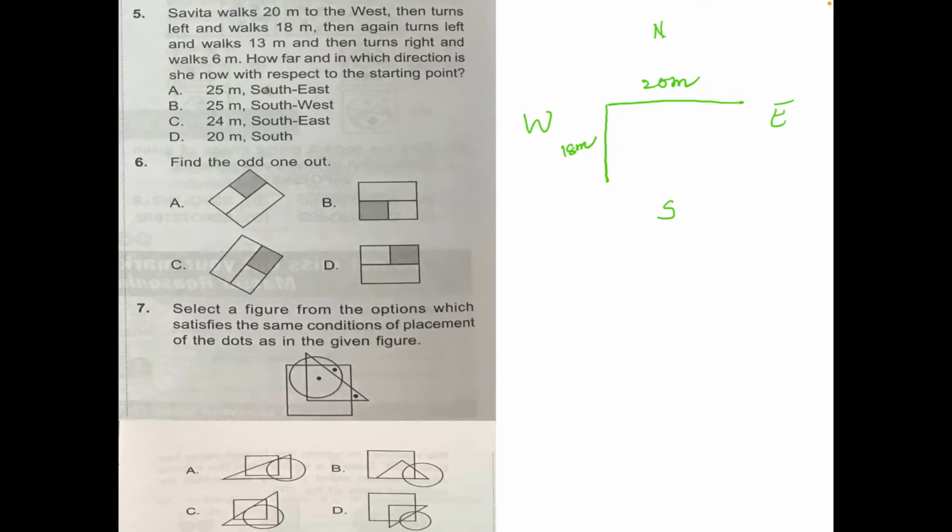So left means I will go towards east. But how much? I will go 13 meters. I mean Savita goes 13 meters, right? So this is 13 meters.